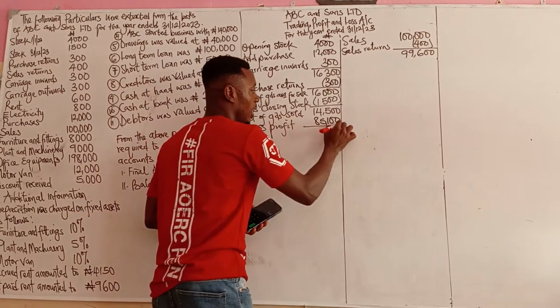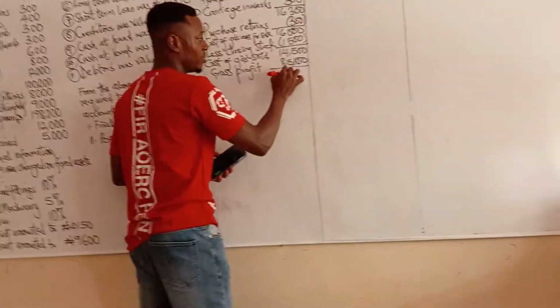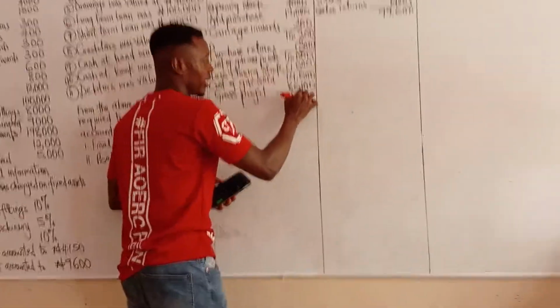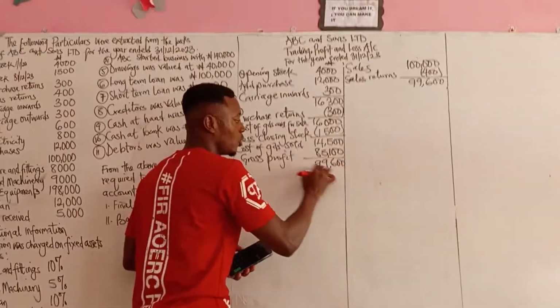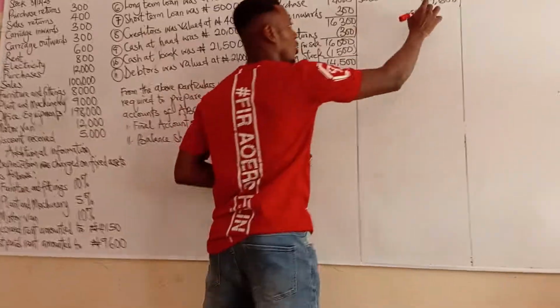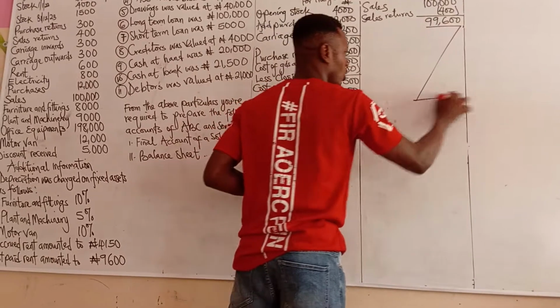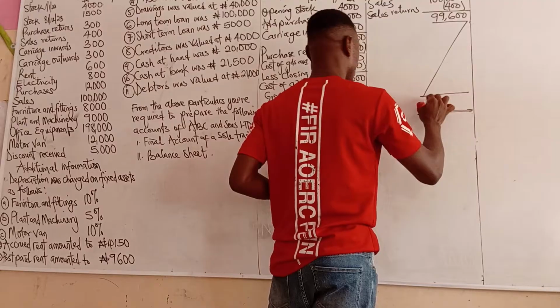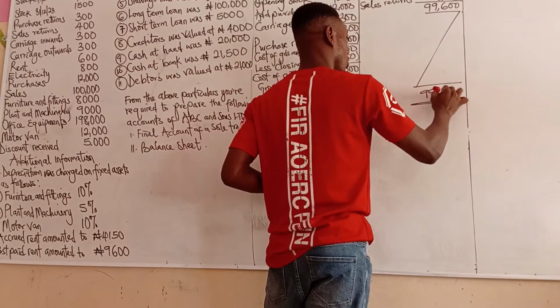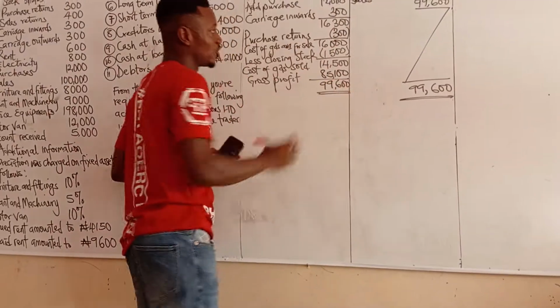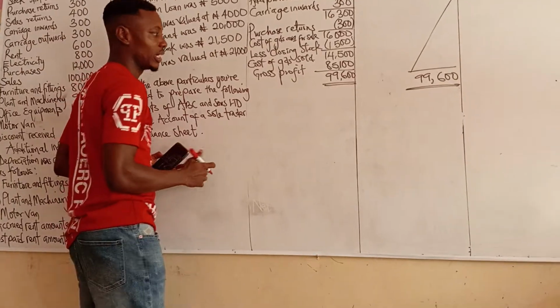Now, after this, I'll add, and this will give me 99,600. So we must ensure that it's the same figure we have on the credit side before closing. If the figure differs, that means your calculation is wrong. Now, this is our trading account. We go to the profit and loss account.